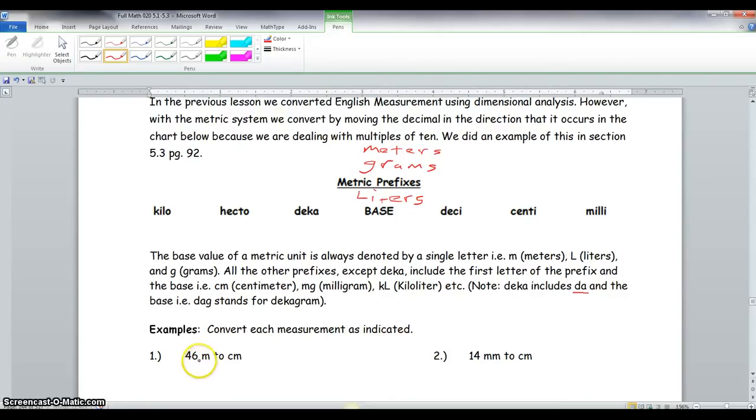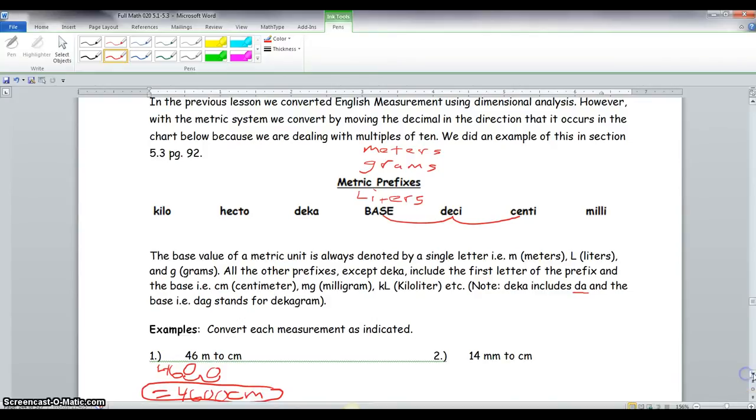Now it says here, examples, convert each measurement as indicated. We have 46 meters to centimeters. Now meters is our base. Now we want to go from our base to centi. So we look here, we move 2 places to the right. So we'll move this decimal 2 places to the right. And we know that the decimal behind this 46 is at the end, so we'll move that 2 places to the right, and we will add zeros here. So our final answer here will be 4,600 centimeters.